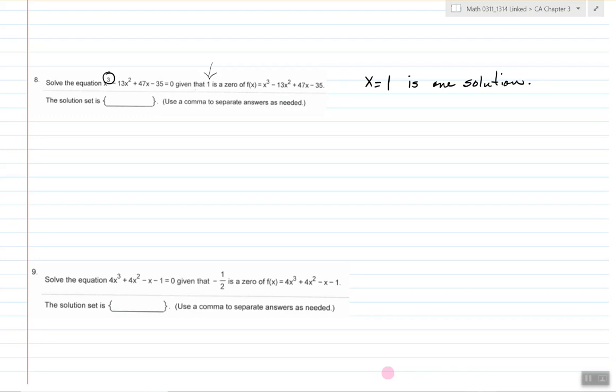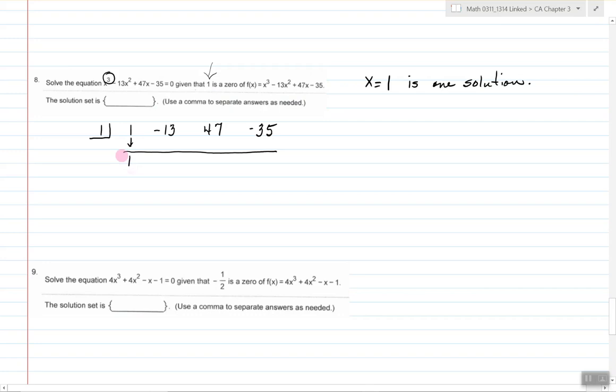All right, with this one solution, I can use it to find the others, just like earlier, very early in this video. When I found one factor, I could divide it in to get the other factors. So I'm going to take 1 and divide it into 1, negative 13, 47, negative 35. I know that I'm going to get a remainder of 0 because this 1, which would represent x minus 1 as a factor, is indeed a factor.